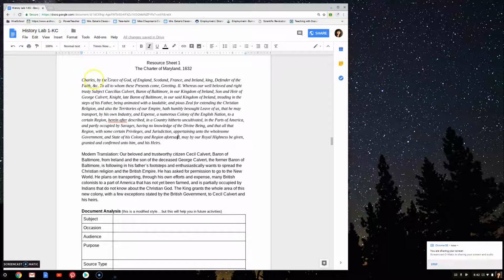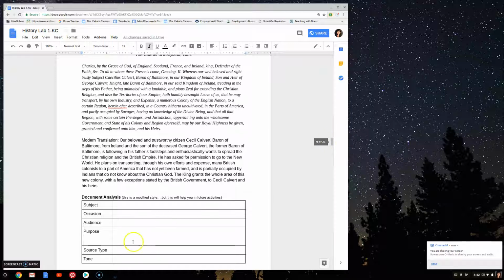When you read this, it basically means everything that I just read to you. So if this is too tricky, we've got this to go off of. So now we need to do some document analysis. The subject, this is a modified version, it's going to help you out later. The subject of this charter is what? What is the purpose of this document?